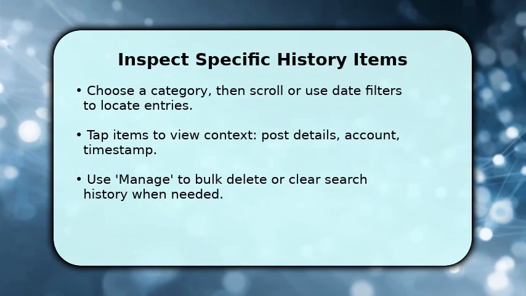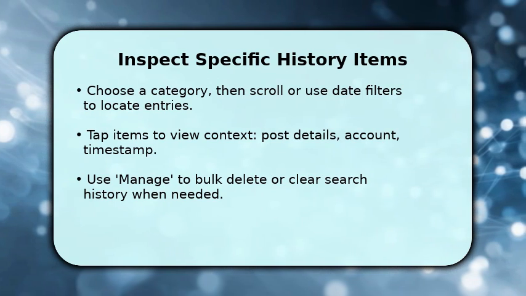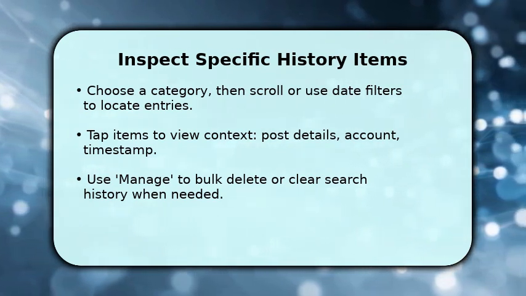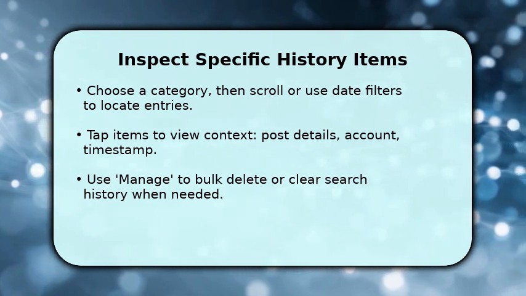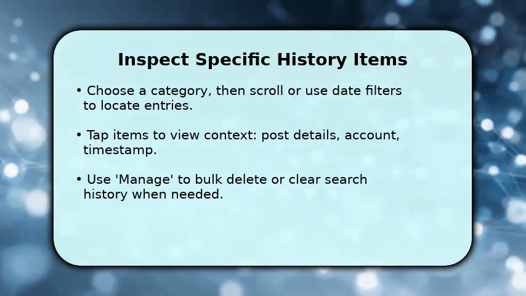Once you select a category, scroll carefully and use date filters to move through months quickly. Tap any entry to open the related post or profile so you see context and exact timestamps. That explains why the item appeared.